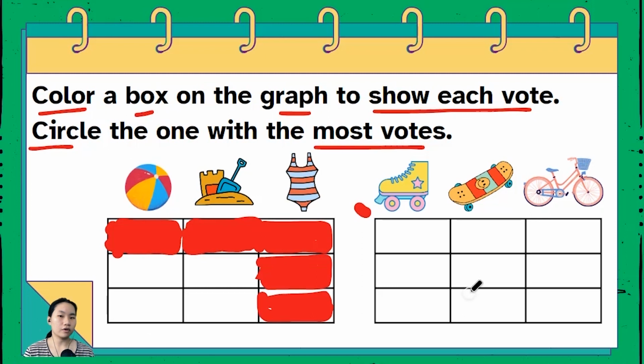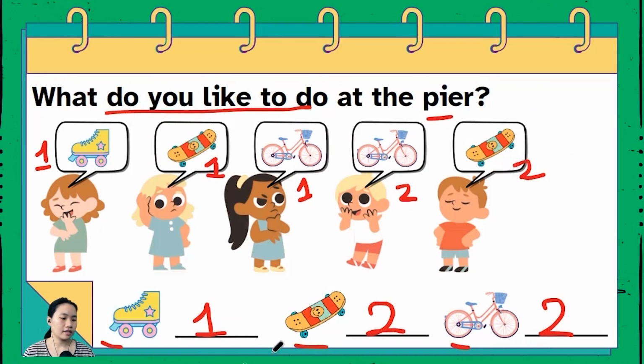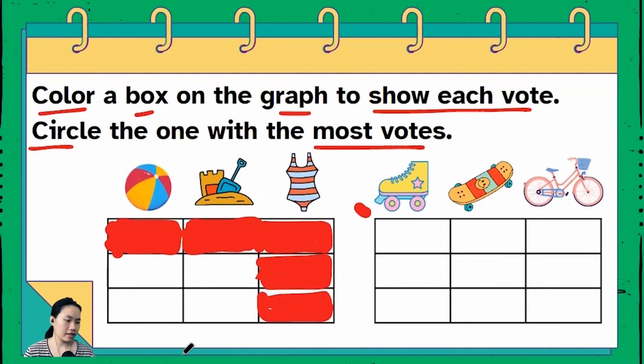As for our next graph, our first item is roller skate. How many kids would love to roller skate at the pier? That is our first exercise. There's only 1, okay? As I've done before, I'm gonna color in 1.